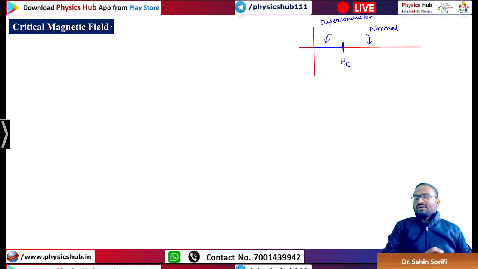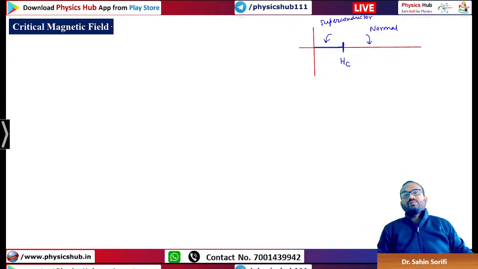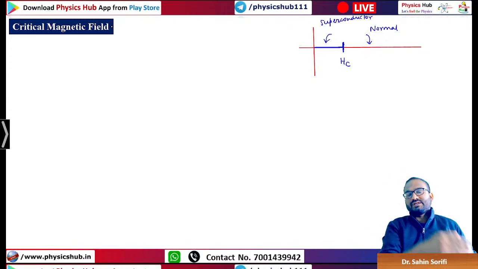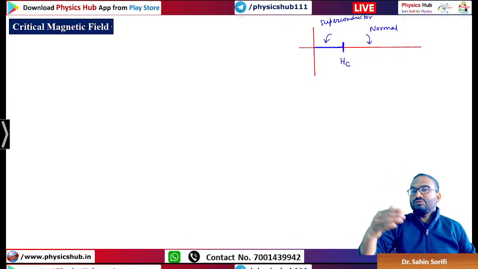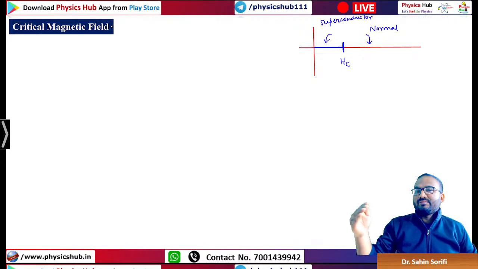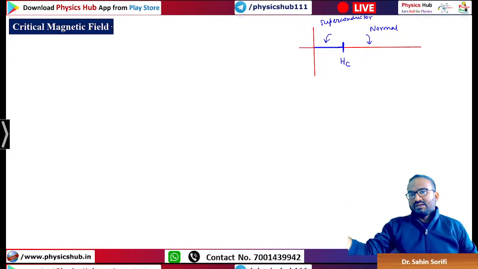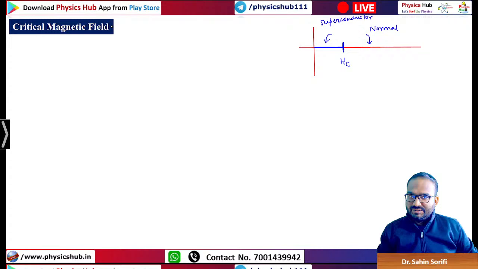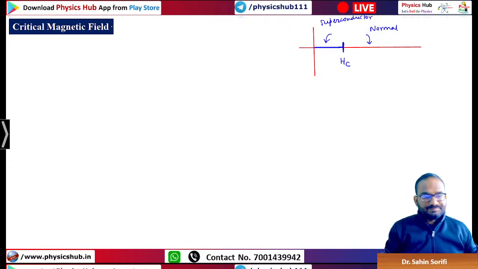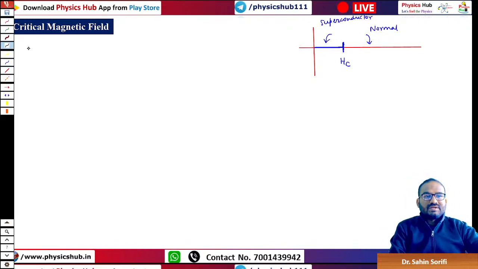So the summary is, even if you maintain the temperature below the critical temperature, you need to also maintain the applied magnetic field. It should not exceed the critical magnetic field. If it exceeds the critical magnetic field, even if you maintain it at low temperature, it will not show the superconductivity property. Okay. So just write few lines.